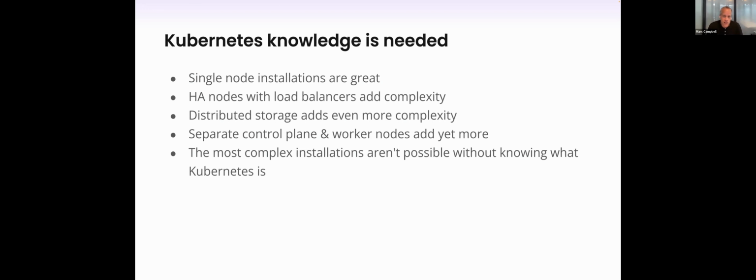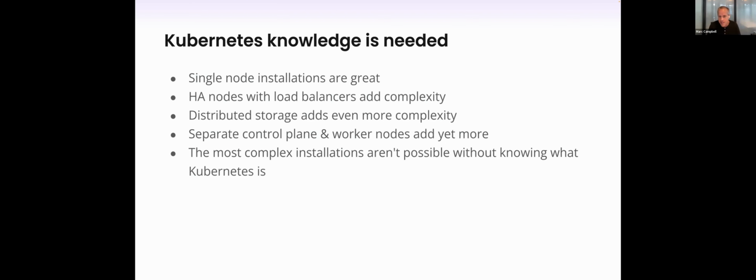Kubernetes knowledge is needed a little too much for end customers. For a single node install, it really works great. You just download that large bundle and install it, and really there's no Kubernetes knowledge needed. It's a curl pipe sudo bash, and then customers are running the application with Kubernetes. But then installations get more complex. You get to high availability installations that have external load balancers.